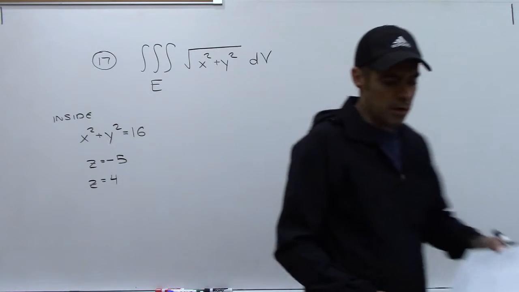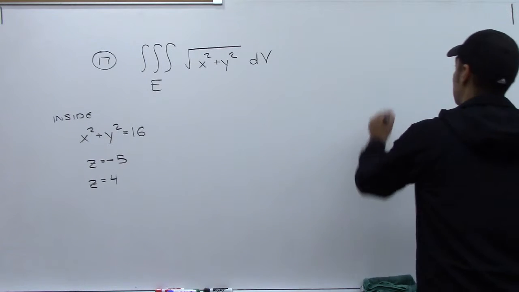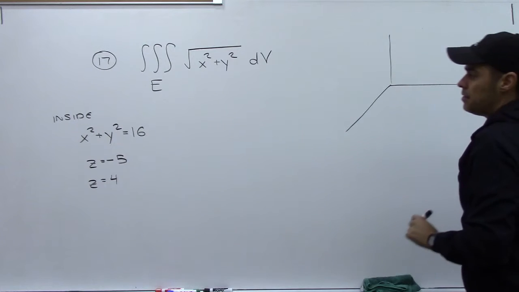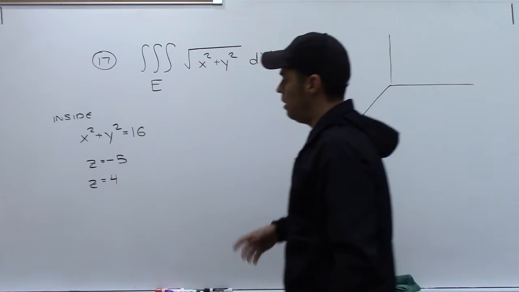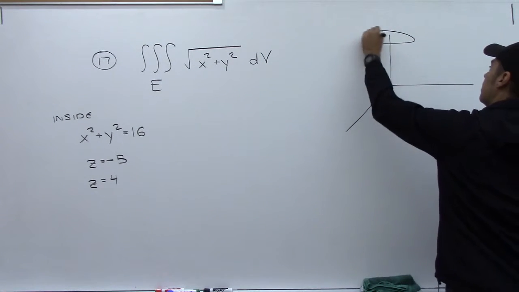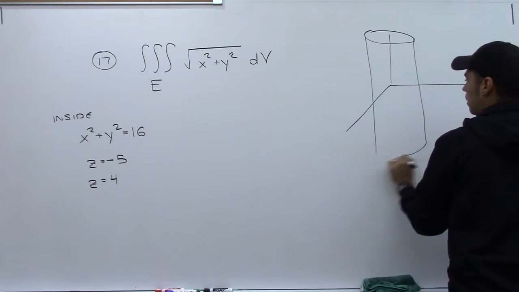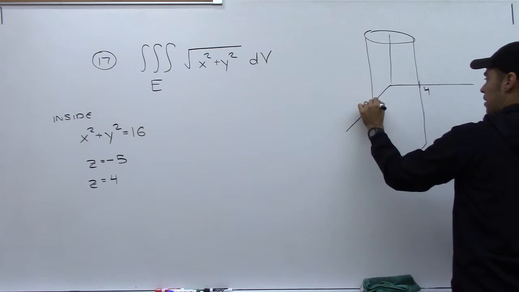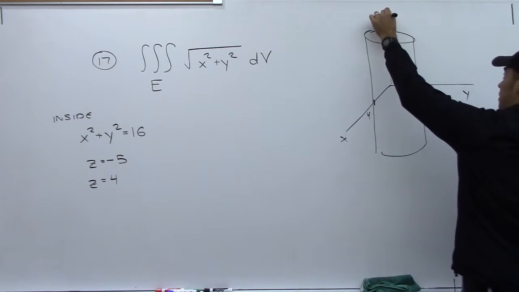That's pretty straightforward here. So if I try and draw the region E, it's a cylinder, radius 4, and it opens up through the z-axis. So it's going to go like this, it's going to go down like that. It's going to have a radius of 4. So it hits here at 4, it hits here at 4 on the x and y axes.